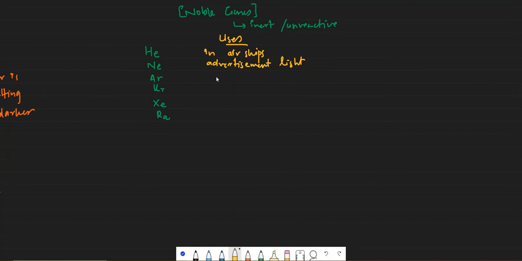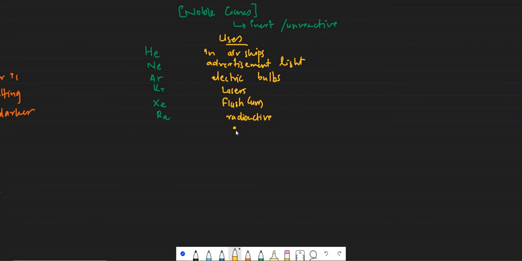This chapter mostly revolves around the theory, actually. You just need to remember this information. Krypton is used in lasers. And xenon is used in flash guns. While radon is a radioactive gas, so we actually stay away from using it in other things, because it is mighty dangerous.